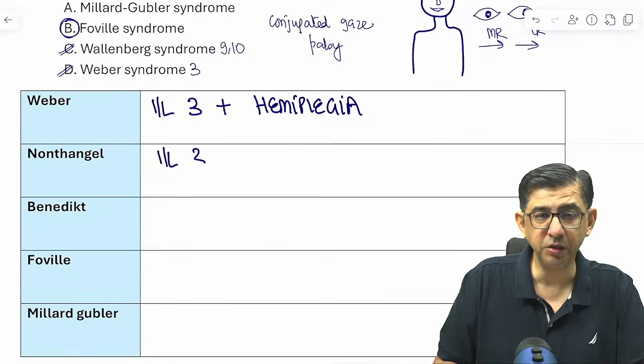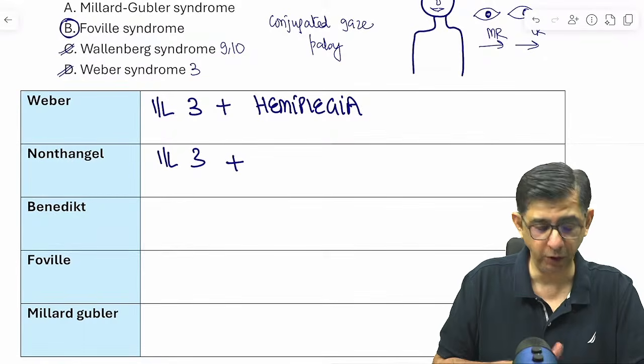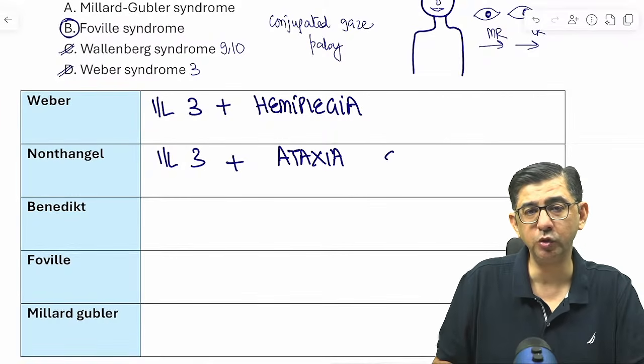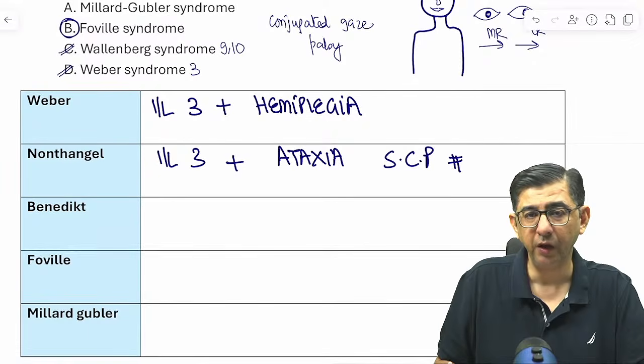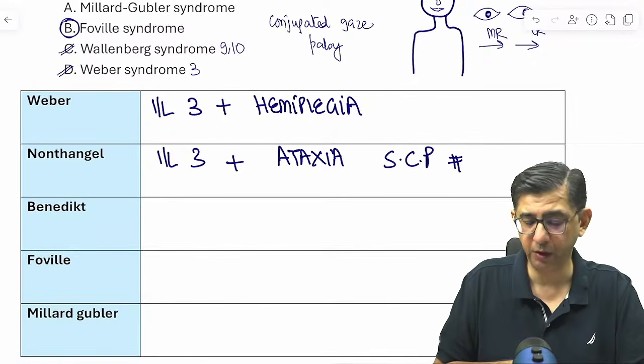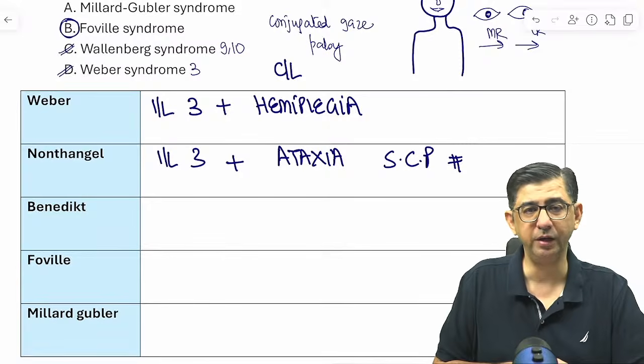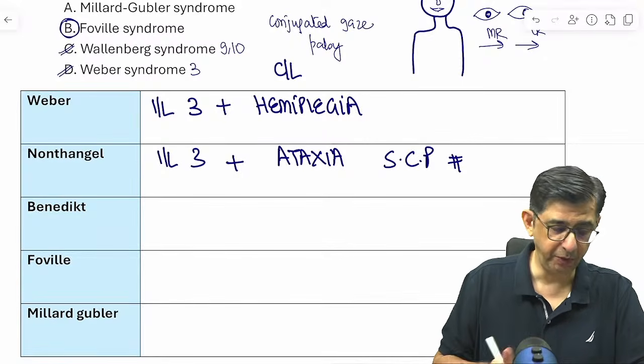For Nothnagel syndrome, it is again third, but now there would be contralateral ataxia occurring in a patient. This is because of the involvement of the superior cerebellar peduncle that the contralateral ataxia component would be coming. So by default in stroke, everything is contralateral, so I'll write that CL word on the top. Then is Benedict syndrome.